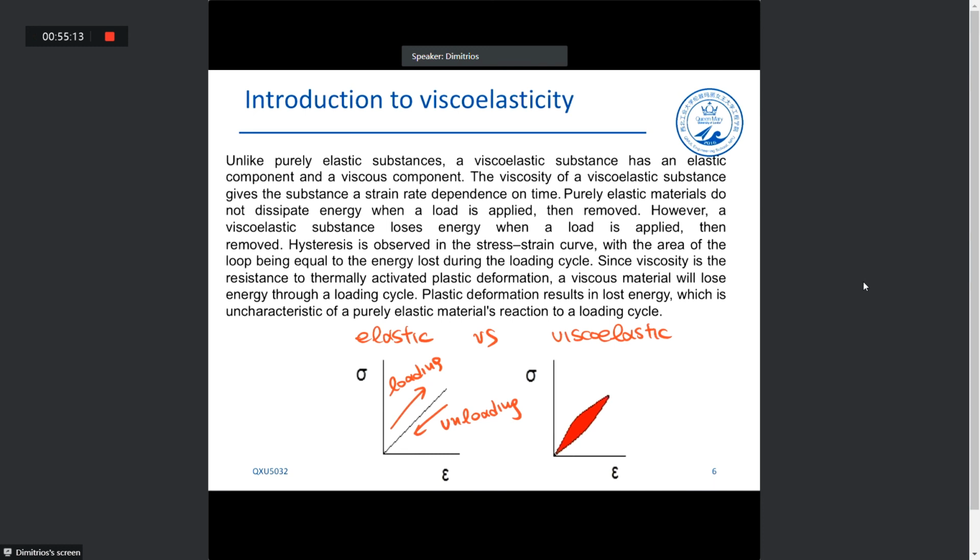This process in an elastic material does not lead to any energy loss, okay, and no permanent deformation. However, for a viscoelastic material, we have this phenomenon that is called hysteresis, okay. As you can see here, we have some energy loss, okay.